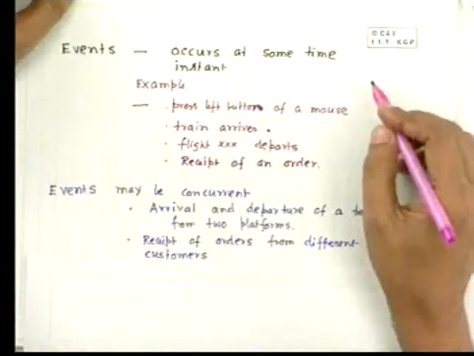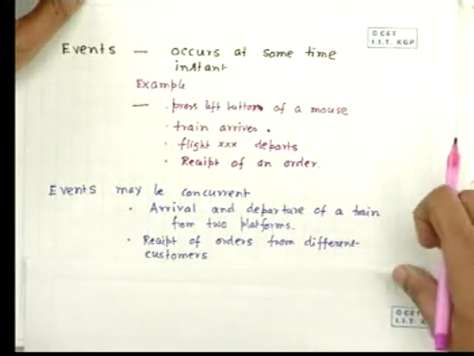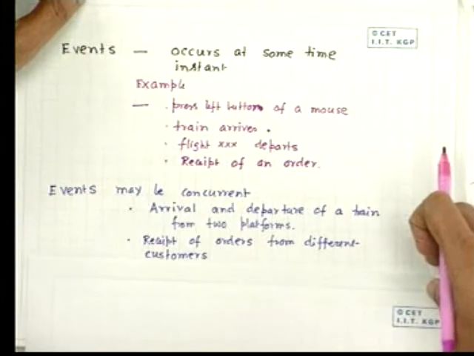So therefore, while considering the events, one has to look into the cases. The events may be very simple, like arrival of a train, or departure of a flight, or receipt of an order, whereas they may be concurrent, or events may be composite, complex in nature, in the sense that the event to which an object will respond will depend on not one event but occurrence of multiple events at different time instances.